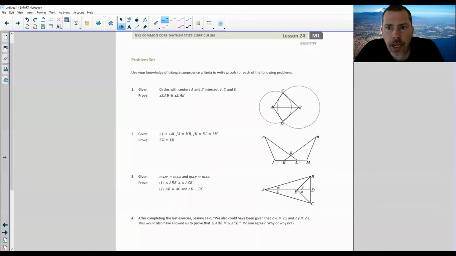Okay, page 6 brings us to the end of lesson 24. Go do your problem set.